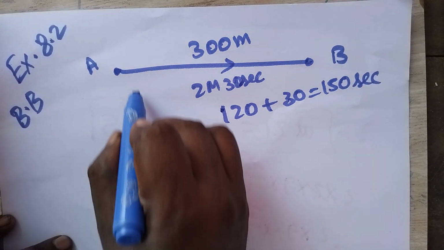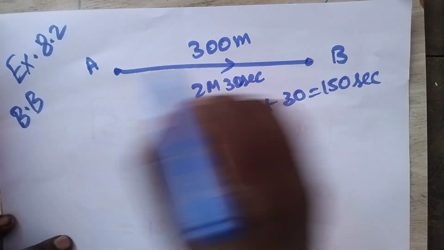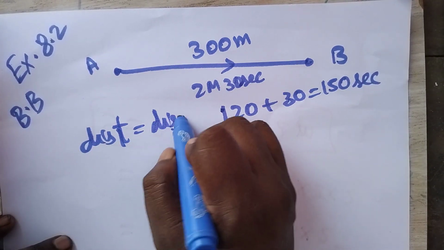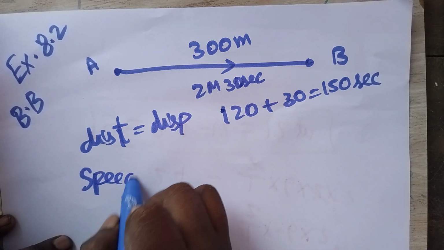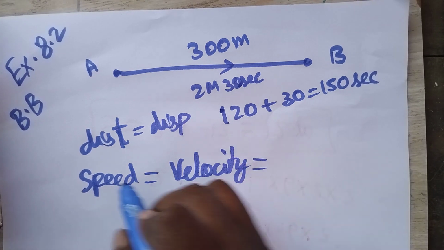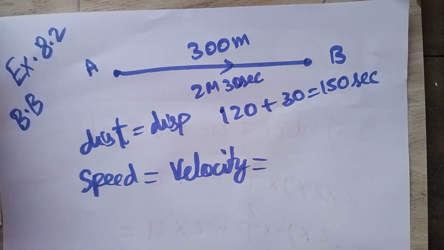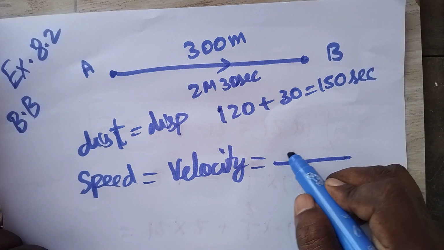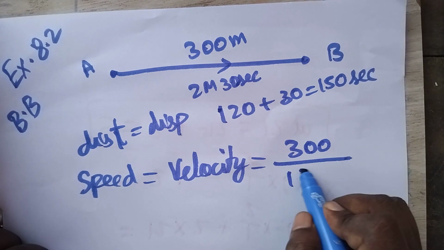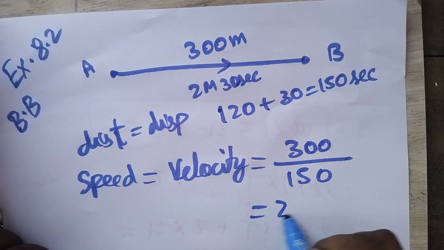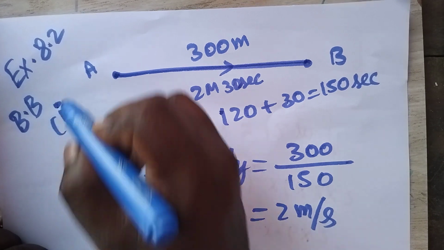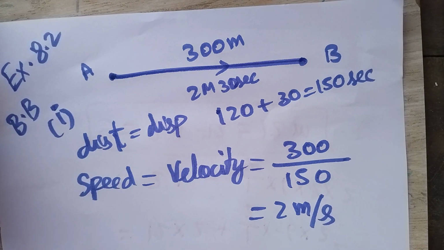Now what is the distance? What is the displacement? When the object moves in a straight line, distance is equal to displacement and speed is equal to velocity, because speed is distance by time and velocity is displacement by time. Both are the same here. The distance is 300 meters, the displacement is 300 meters, and the time taken is 150 seconds. So 2 meters per second when the object is moving from A to B. That is the first problem, totally two problems in this.